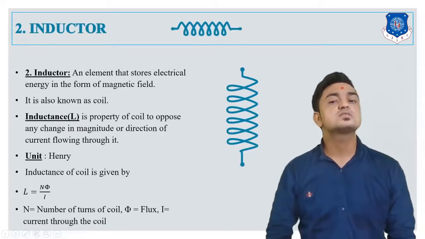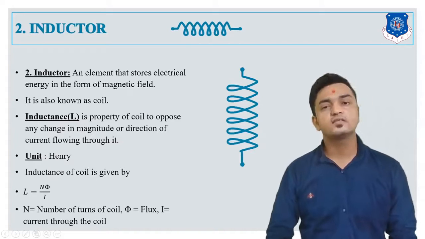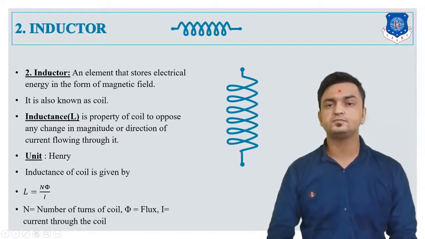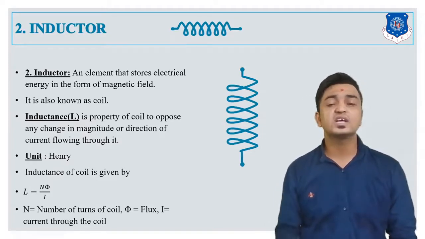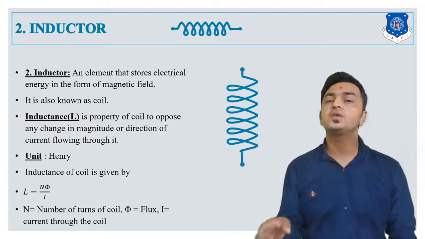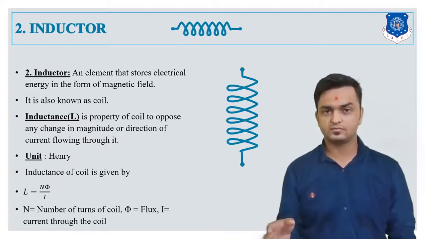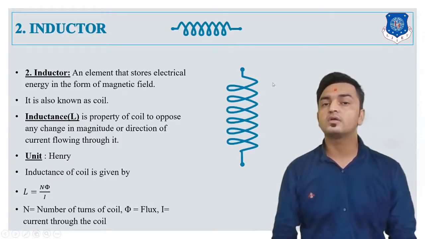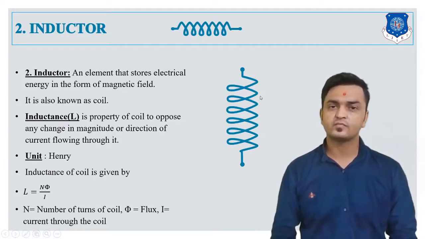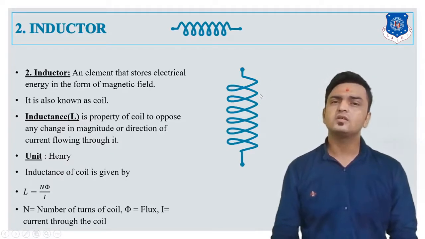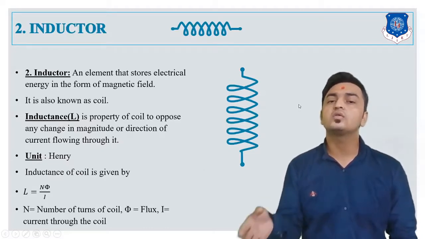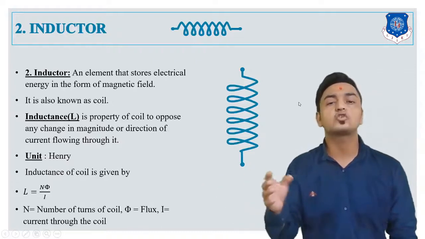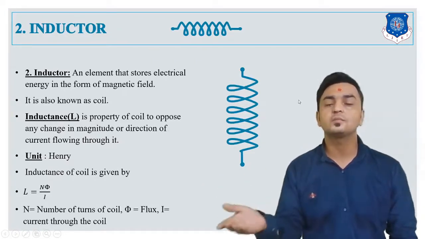Now let's start the next parameter, and that is inductor. First of all, what is an inductor? An element that stores electrical energy in the form of a magnetic field. This is the symbol of an inductor over here, and we know it by another term, and that is coil. Coil is nothing but a simple inductor.